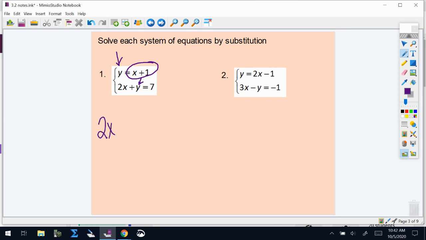So it looks like this. 2x plus, instead of putting y, we're going to put x plus 1.